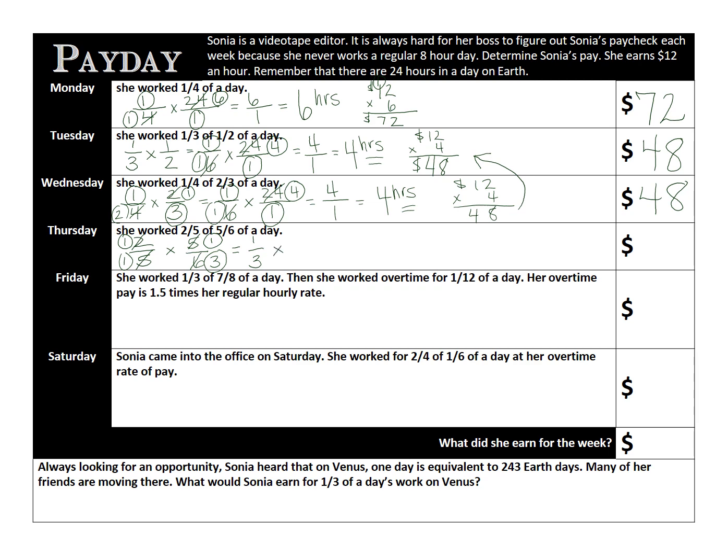We're going to multiply that by 24 hours. 3 divided by 3 is 1. 24 divided by 3 is 8. 1 times 8 is 8. 1 times 1 is 1. On Thursday, she worked for 8 hours.